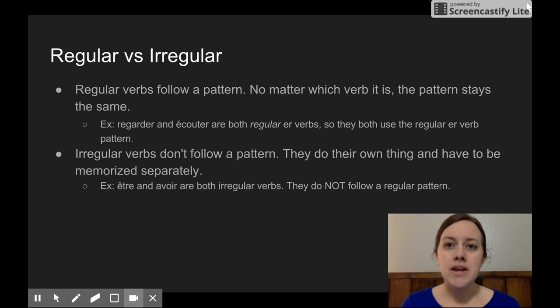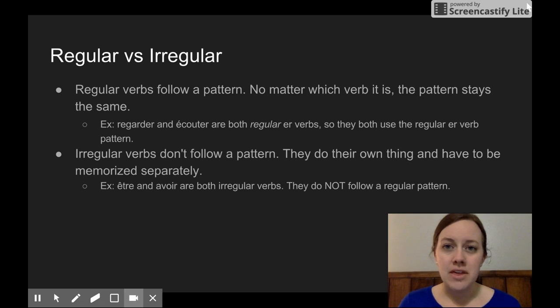So when I say a regular verb, all I mean is that it follows a pattern. So no matter what verb you have, it's always going to follow the same pattern. So for example, parler and jouer, or regarder and écouter, all of those are regular ER verbs. So they're going to follow the regular ER pattern. It doesn't matter what verb we have, as long as it's a regular ER verb, you can use the same pattern.